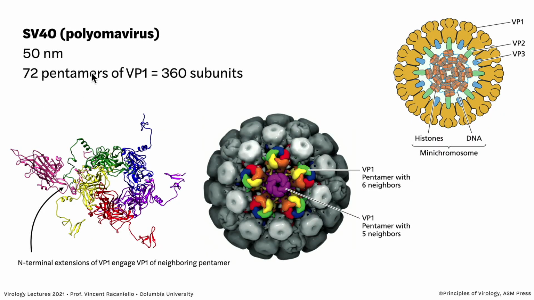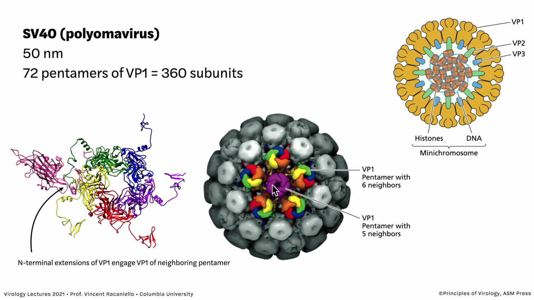Getting even bigger, SV40 is a polyomavirus, 50 nanometers, and this one consists of 72 pentamers of VP1, giving you 360 subunits. And this one is quite interesting. Here's the virus particle. Its structure has been solved. So you have, again, pentamers with 6 neighbors and pentamers with 5 neighbors. It's a little confusing because the basic subunit is VP1 and a pentamer of VP1, 5 copies of VP1, which is shown right here, blue, green, yellow, red, purple. And then those are used to build the particle, and each of these round areas is a pentamer.